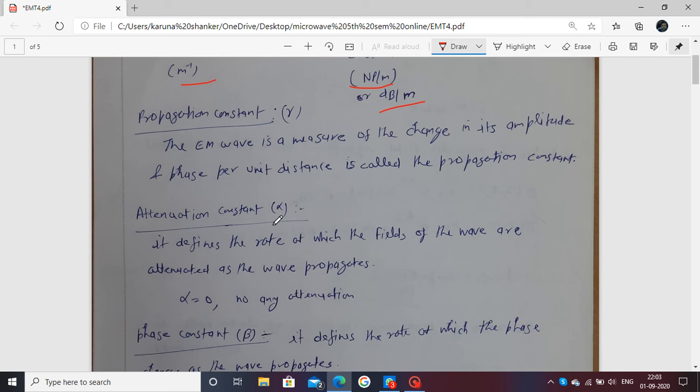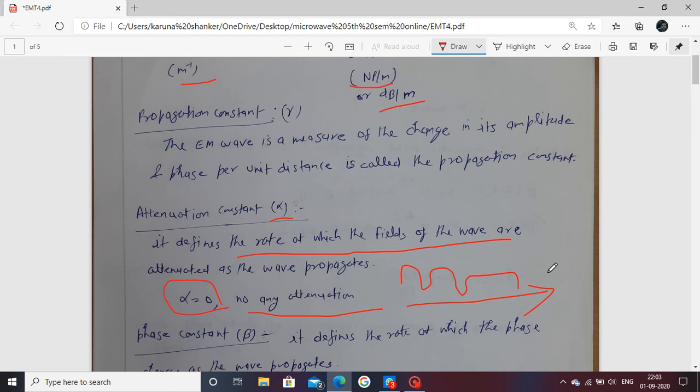Next, the attenuation constant. This shows the rate at which the field wave is attenuated, meaning the amplitude decreases as the wave propagates. This is shown by alpha. Suppose alpha is equal to 0, it means no attenuation, so the amplitude does not decrease as the wave propagates. Suppose this side is the wave propagation. If the amplitude does not decrease, then alpha is 0. If the amplitude decreases when moving in the forward direction, then attenuation is present.